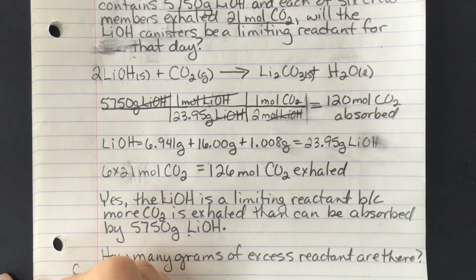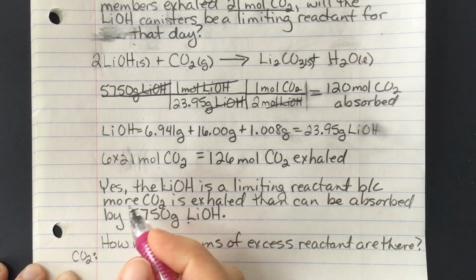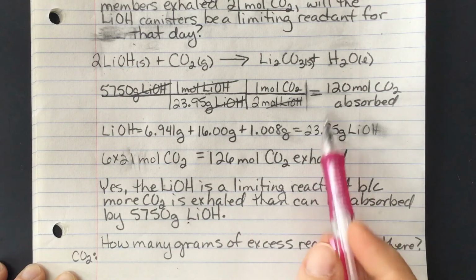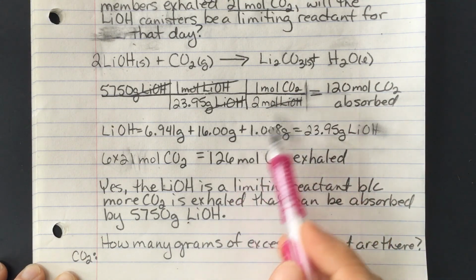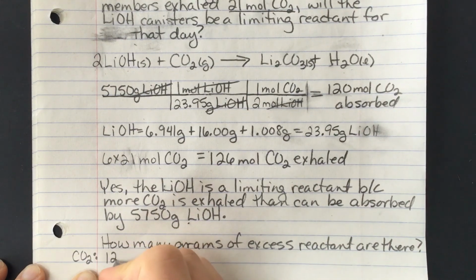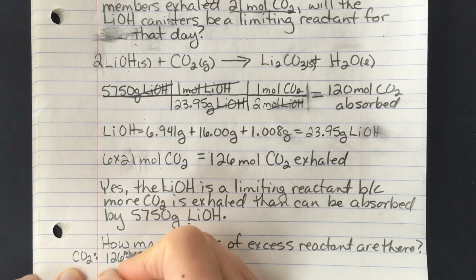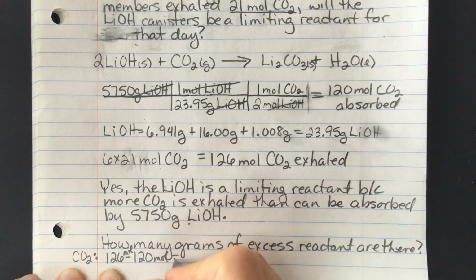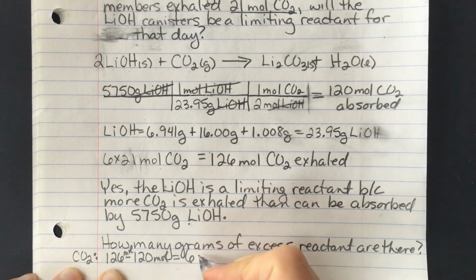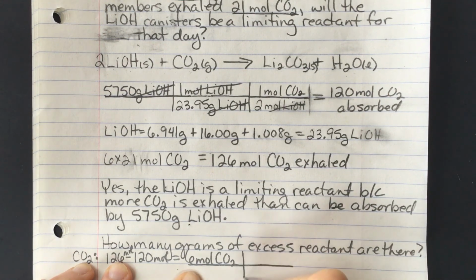And we're looking at our carbon dioxide because that's the excess. So we subtract 126 minus 120. And we have 6 moles of carbon dioxide that are excess. So let's convert that to grams.